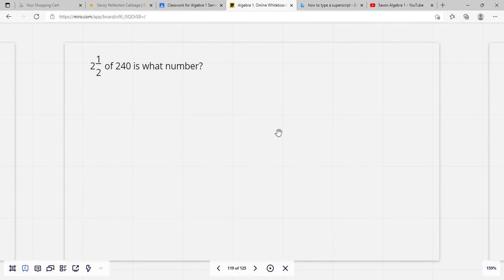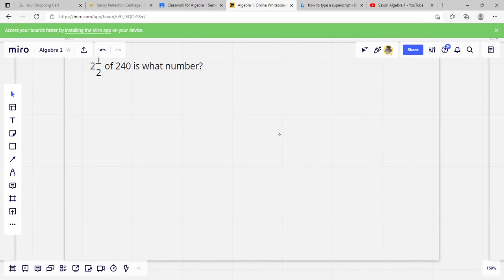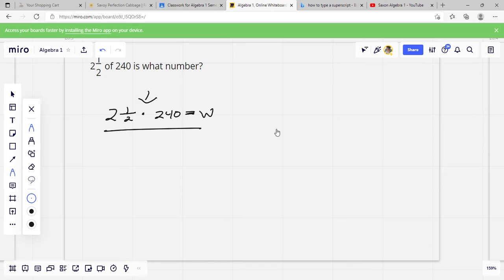Alright, 2.5 of what number? 2.5 of 240 is what number? So we're just going to set this up as an equation. So, 2 1/2 of means times 240 is what number? This one, we just multiply. They're both on the same side of the equal sign right here, right? So all we're going to do is multiply. So we need 2.5 times 240.